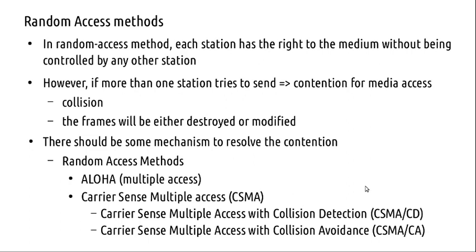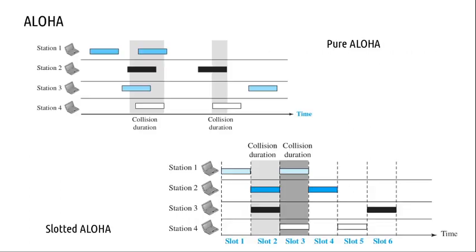Different random access methods are there. The simplest one is called Aloha. Aloha is one of the first random access methods, and we saw that in pure Aloha the stations can send at any time, and the frames could overlap. There was possibility for collision and loss of packets. It's an inefficient technique as well. So this is not a very good way to do it.